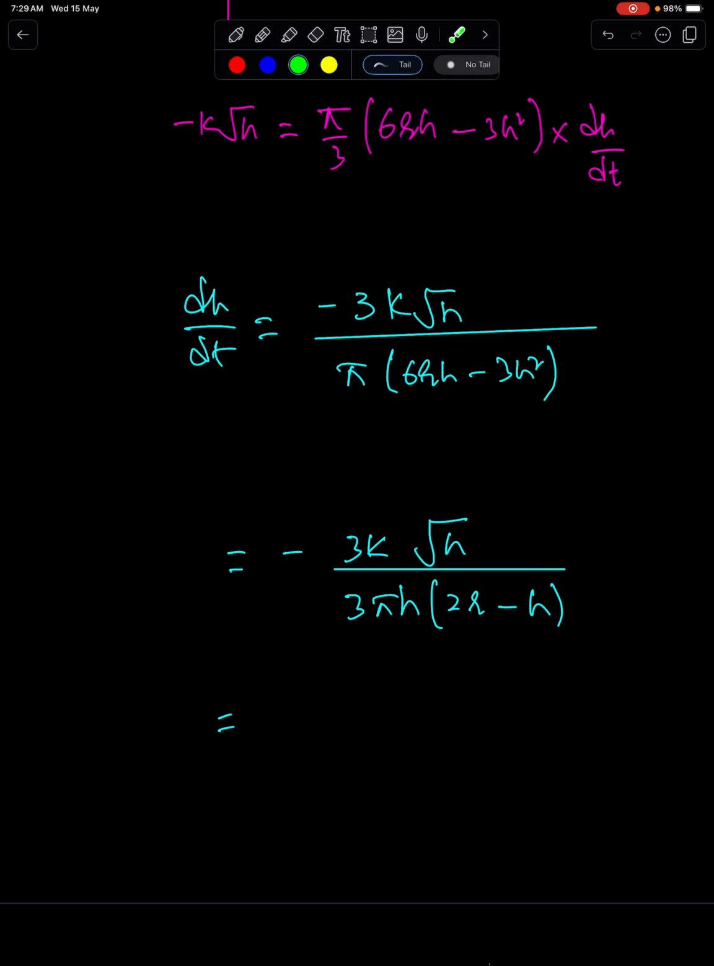Now bring this root h here, or we can bring this root h in denominator. See, this h has power 1 and this h has power half. So when we will simplify these two, we'll get h power half in denominator. So we have minus k upon pi, here we have h power half, 2r minus h.